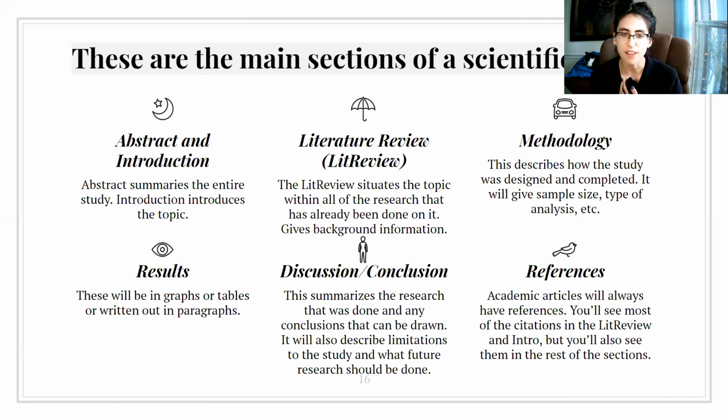This will be followed by the end of the article, which is the discussion and conclusion. They're gonna summarize everything that was done, any conclusions they felt could be drawn, discuss limitations to the study, and what more research needs to be done. And then finally, references. All academic articles are going to have references. You'll see those citations most heavily in your lit review, but you'll also see them worked in throughout the article if they're referencing any research that has already been completed on that.